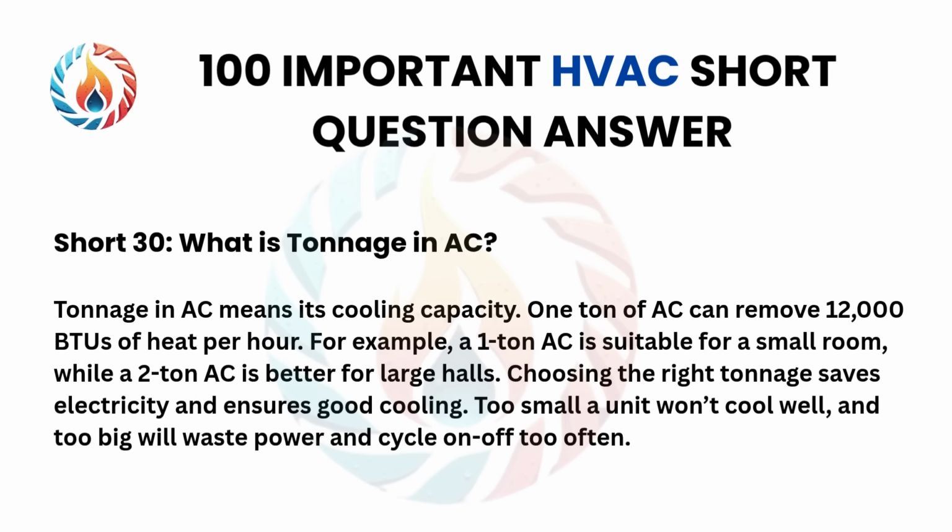Short 30. What is tonnage in AC? Tonnage in AC means its cooling capacity. 1 ton of AC can remove 12,000 BTUs of heat per hour.